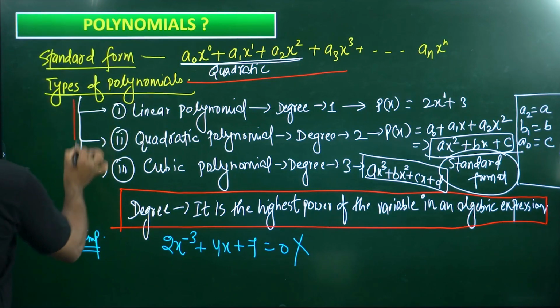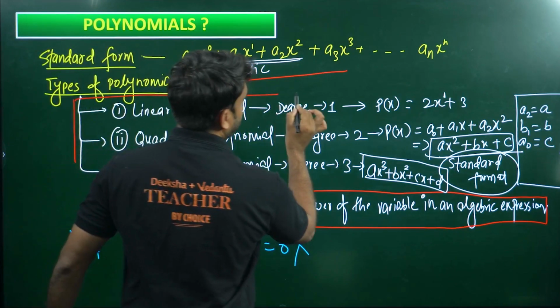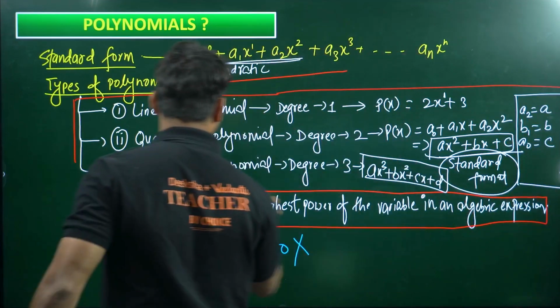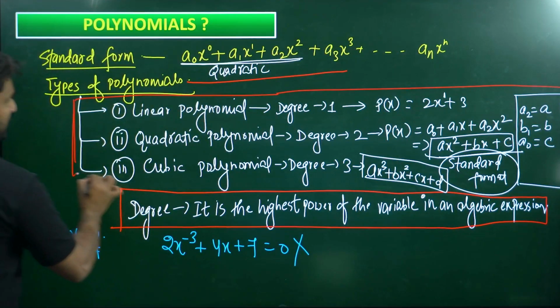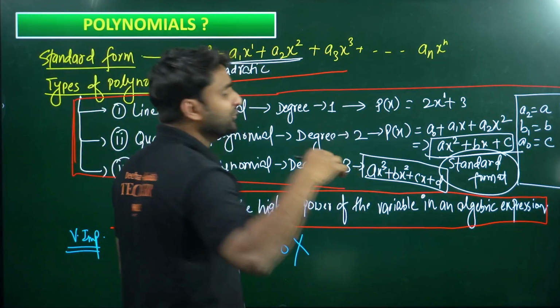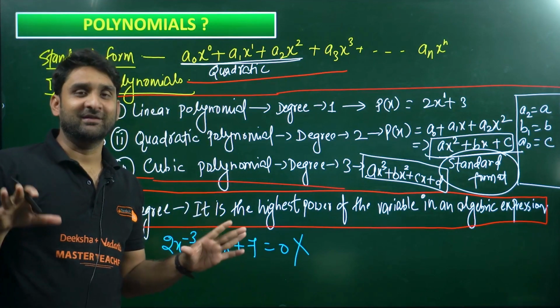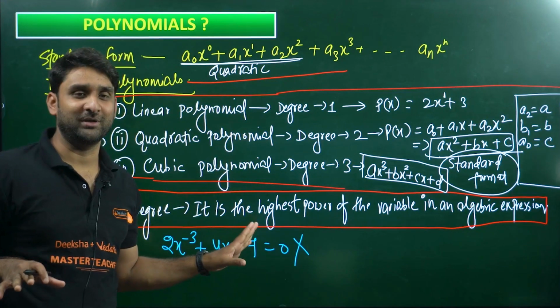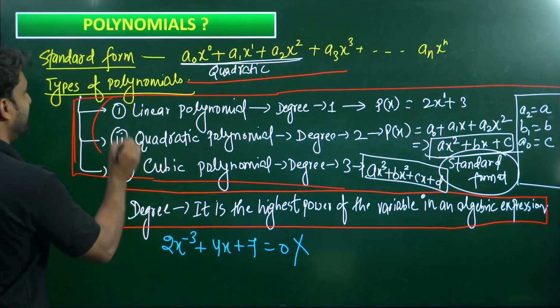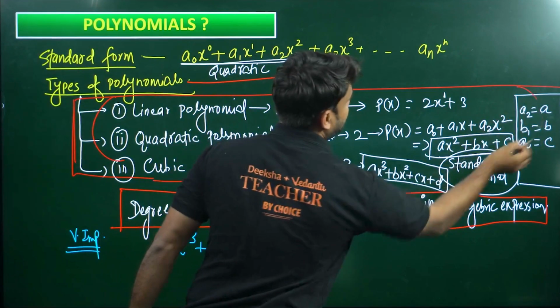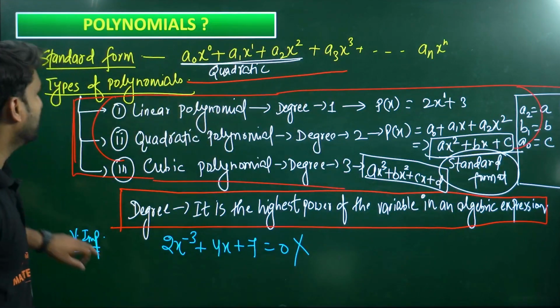This is all about types of polynomial. There are so many polynomials, but at your academic level, in 10th level, you will be studying 3 polynomials. And especially these 2 polynomials are very important, relevant from your examination point of view. Cubic and linear. Moving to next.